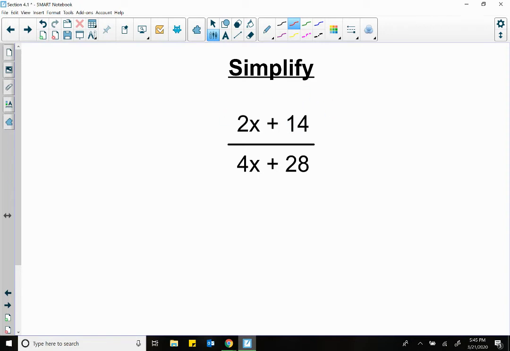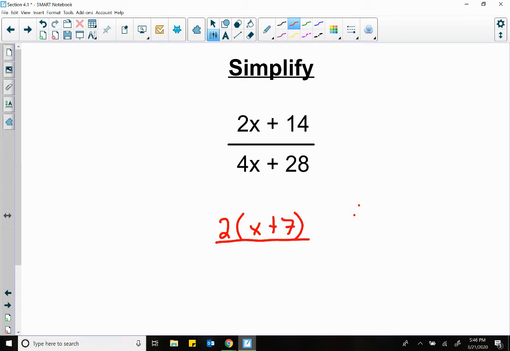If you look at this numerator, there's a GCF in it. You need to pull that GCF out. You've got to remember all of your factoring, ladies and gentlemen. You have to remember that because that's the only way that you can simplify. Okay? So there's a 2 that can come out of the top because that is the largest number that will divide both of those. And that will leave us with an x plus 7.